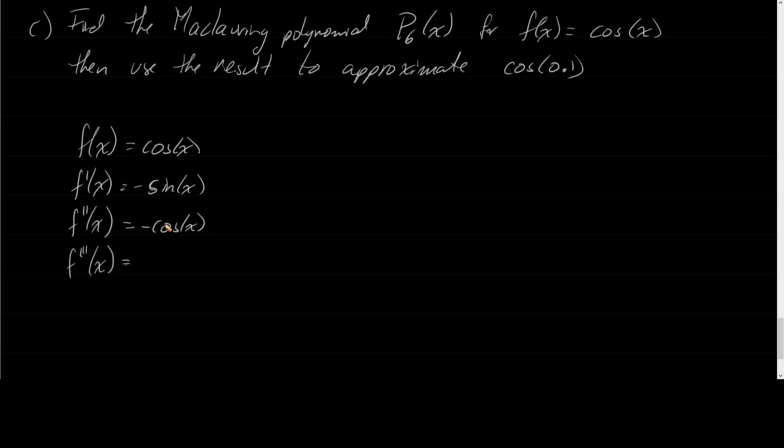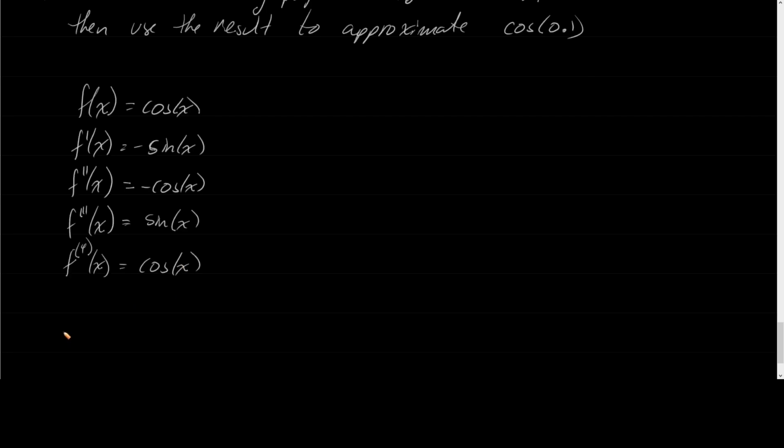So the derivative of negative cosine is sine. The fourth derivative, so the next derivative, the derivative of that piece would be cosine. The fifth derivative would be the derivative of cosine, which is negative sine. And the sixth derivative, the derivative of negative sine, is negative cosine.